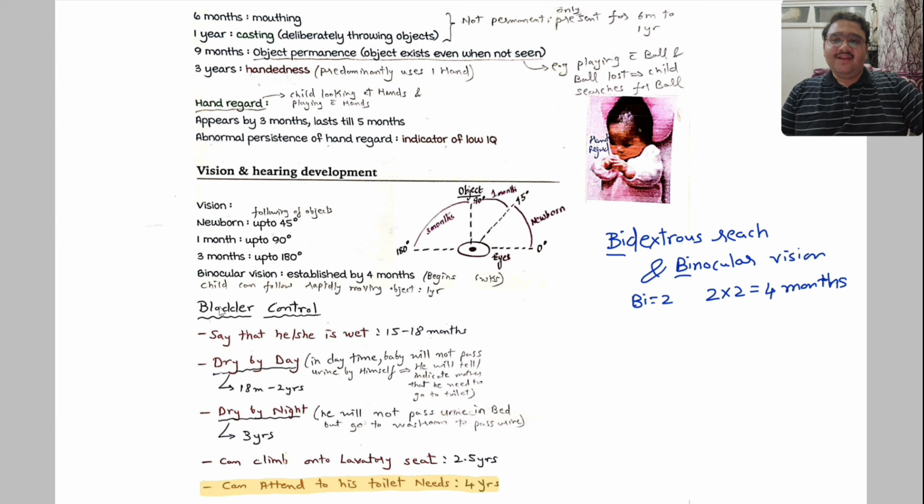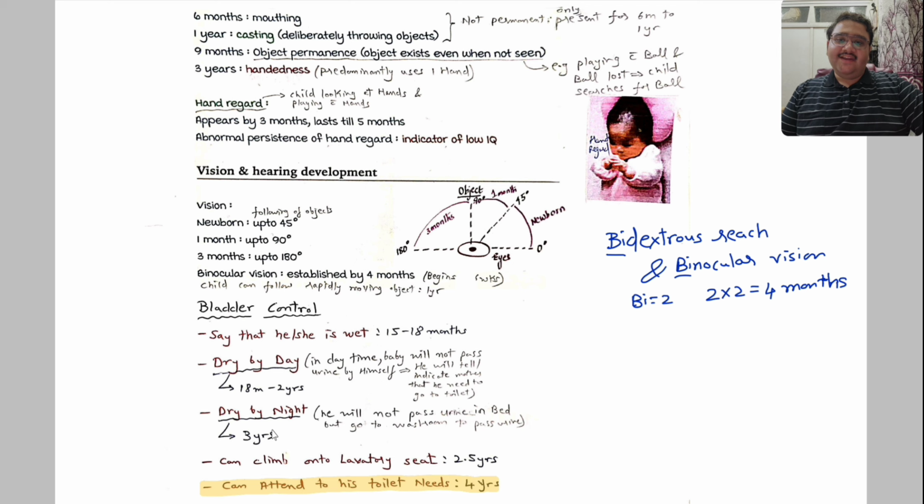Coming to bladder control, all of this is not that important. Just remember, child can attend to his toilet needs by 4 years. Okay, just for completion's sake, I will say that the child can say that he or she is wet at 15 to 18 months. Then dry by day. Dry by day means in daytime, baby will not wet his pants. He will tell mother that he needs to go to the washroom. So dry by day by 18 months to 2 years.